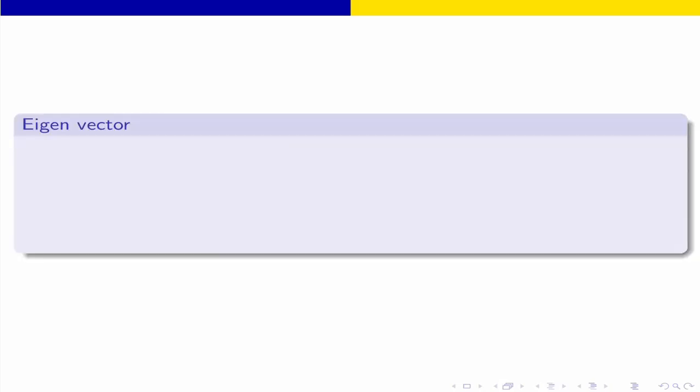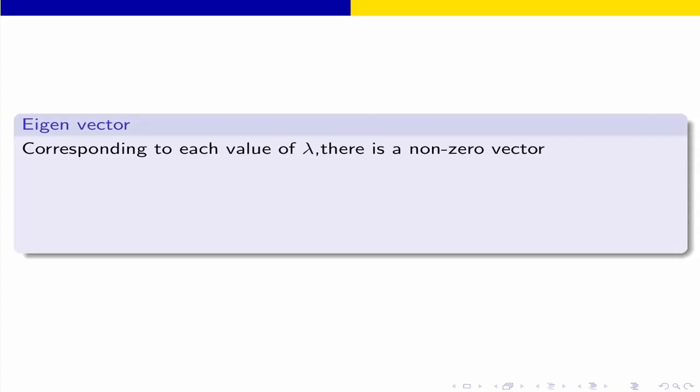The next one is the eigenvector. Corresponding to each value of lambda, there is a non-zero vector. The given matrix is a 3 by 3 matrix, so 3 eigenvalues are there. Therefore lambda 1, lambda 2, lambda 3. So for each eigenvalue we have one non-zero eigenvector.